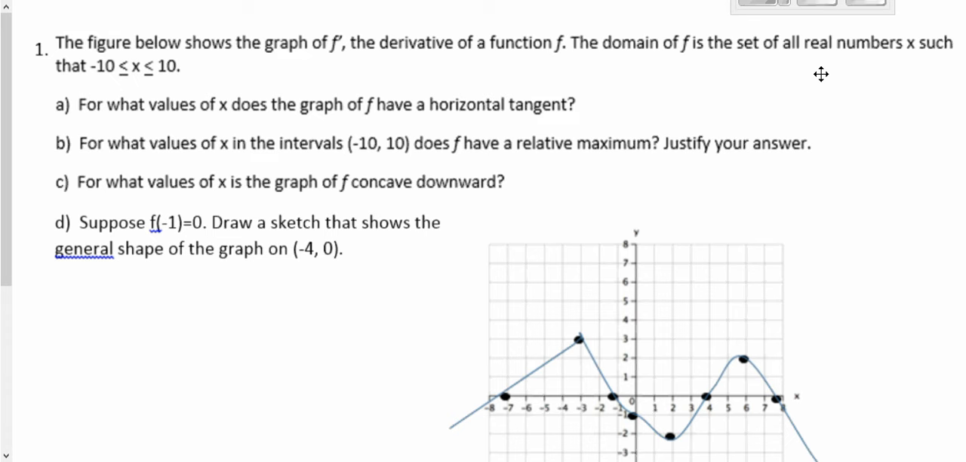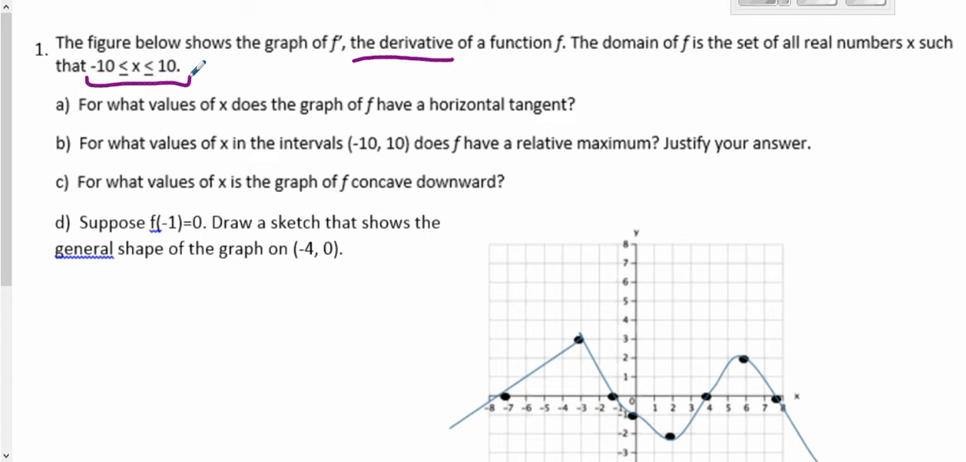Let's look at the first FRQ. This says that the figure below is the graph of f prime, which means that's our derivative. The domain of f is the set of all real numbers x such that they're in between -10 and 10. So that just means we have a graph that exists between -10 and 10. So let's look at our questions. Remember, this is an FRQ, so we need to lay out our answers very specifically.